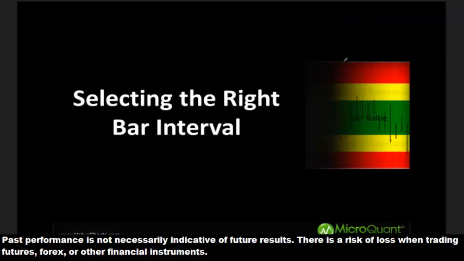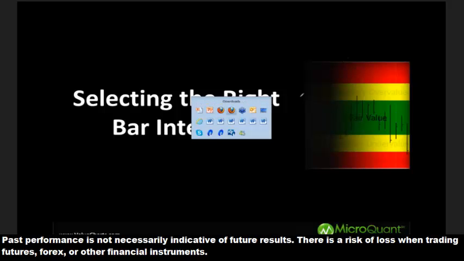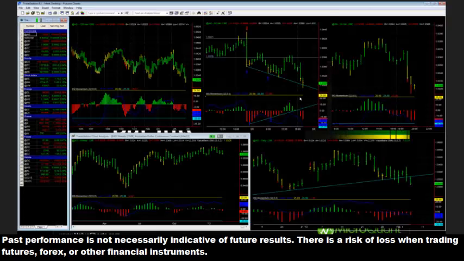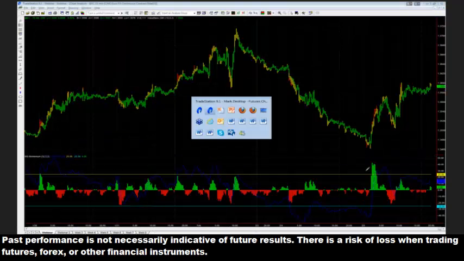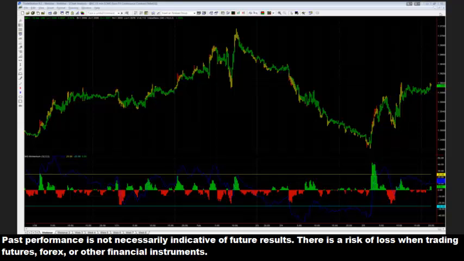Okay, selecting the right bar interval. We can talk about that here in a minute, but let's go ahead and take a look at the examples here. I'm going to pull up the example with the workspace I have. Forgive me here, I'm going to pull my pen off here because it's not going to allow me to operate effectively on TradeStation. Okay, I'm going to get my cursor back here.